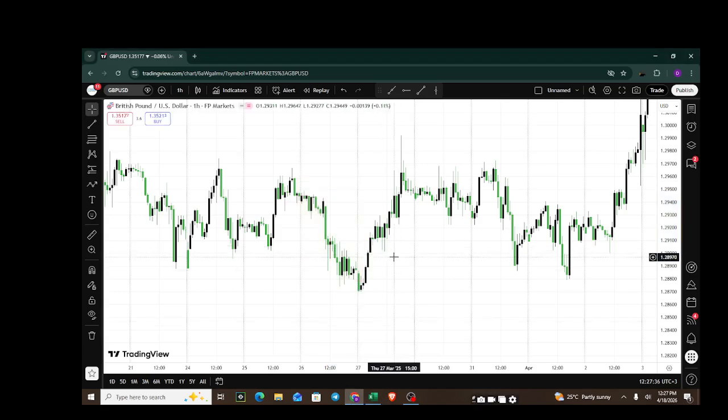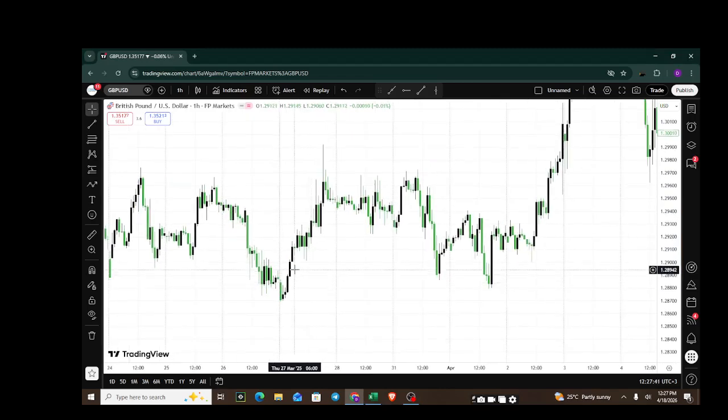We also have, from Thursday, price went back to its original level, then consolidated once again, and then continued.